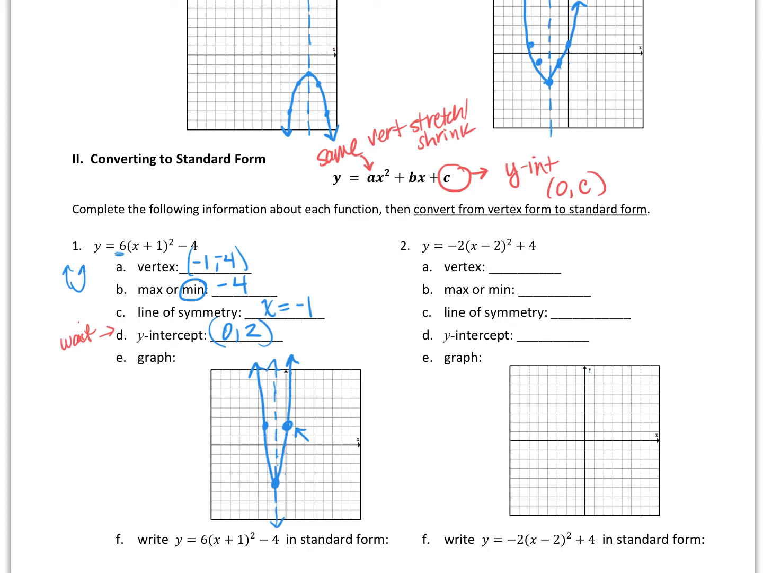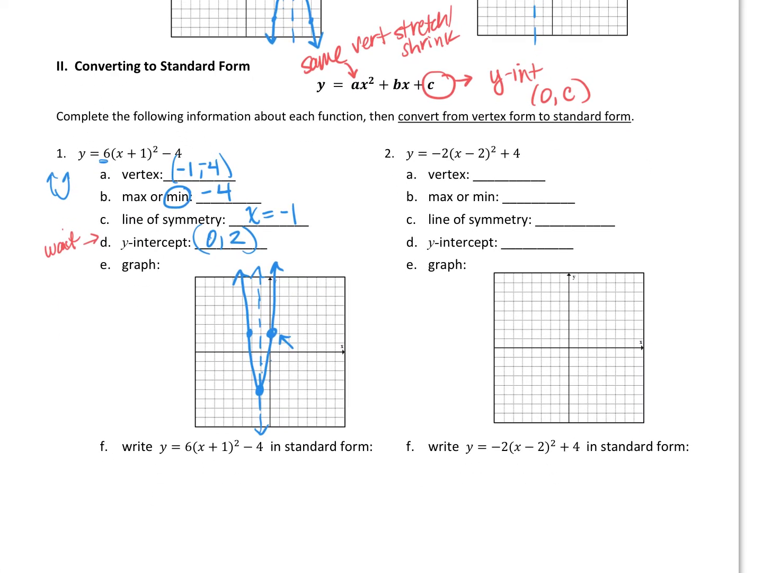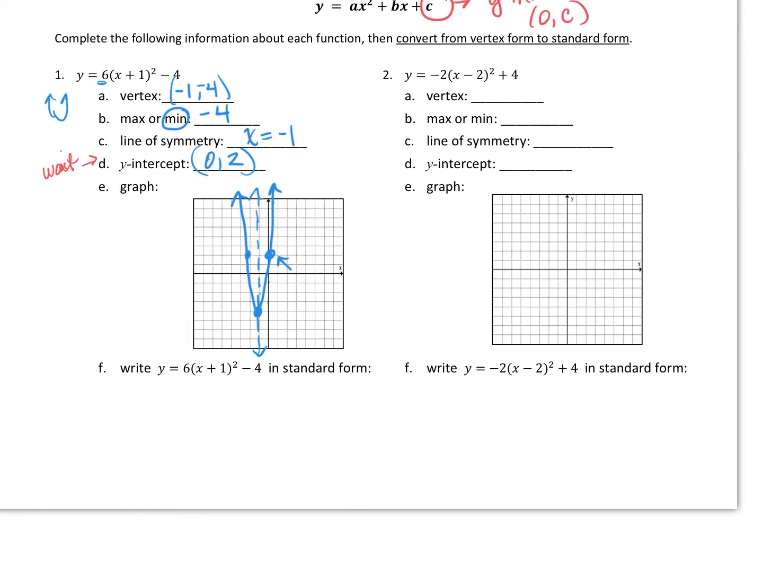Let me show you. When we go to part F down here, we're going to expand this thing out and put it in standard form. So first thing we're going to do is expand out that exponent, okay? So it's going to be x plus 1 times x plus 1 minus 4. This is what I'm talking about when I say expand, okay? You need to show this work.